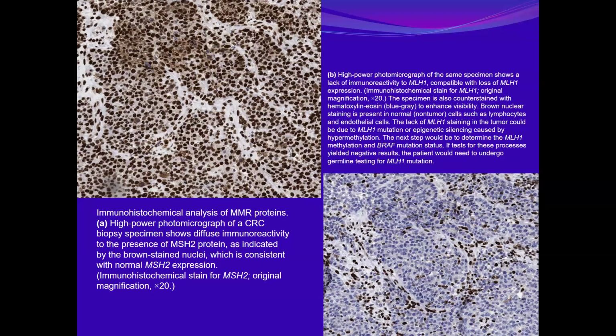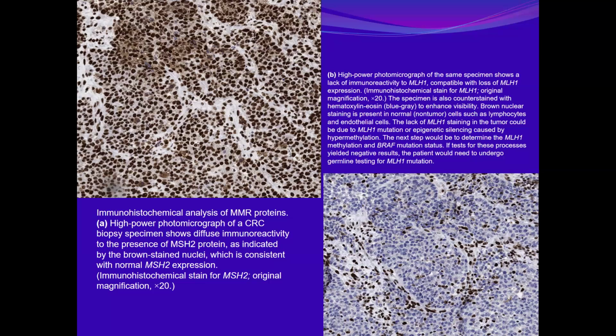But in the second one, you can see that the cells are negative. You can see a few positive cells that are brownish, but the other nuclei are taking a bluish stain. And this is considered negative. And the negative shows loss of MLH1 expression. There is no MLH1 reactivity in this section.